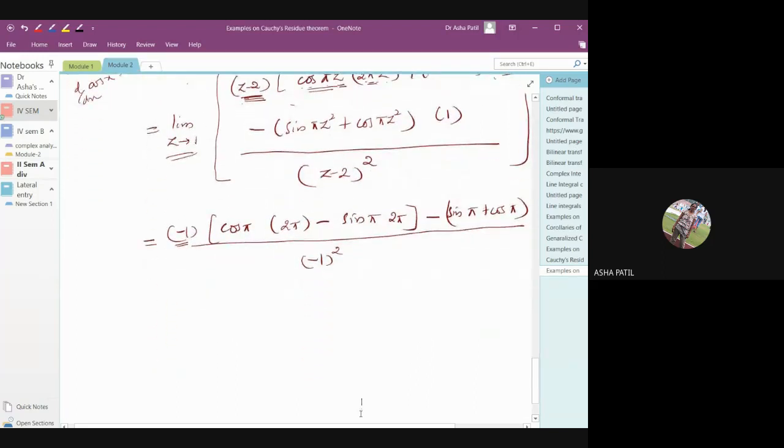Sin pi value? 0, ma'am. 0. So this sin pi term becomes 0. What remains? Minus 1 into cos pi, it is minus 1 into 2 pi. We'll complete the bracket here. Minus, we have cos pi value, which is minus 1. Sin pi is 0. Divided by 1. That means, see how much you get. Minus into minus, it is plus 2 pi plus 1 divided by 1. Is it 2 pi plus 1?